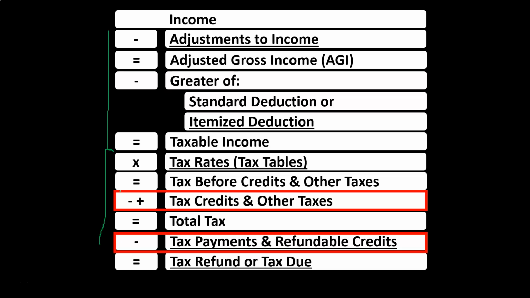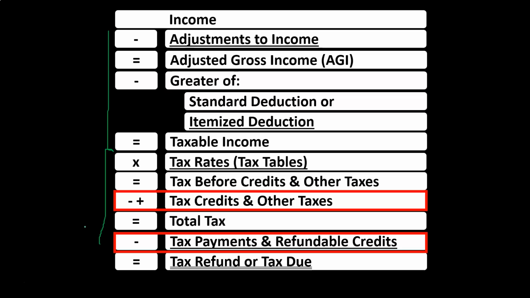The two big credits that affect many different people, and are also called the refundable credits, making them a bit more complicated to calculate, are the child tax credit and the earned income credit. Those are the two big refundable credits. That's why we have these two categories up top, the tax credits and other taxes, and then the tax payments and refundable credits. We need that so that we can break out what is refundable and not.